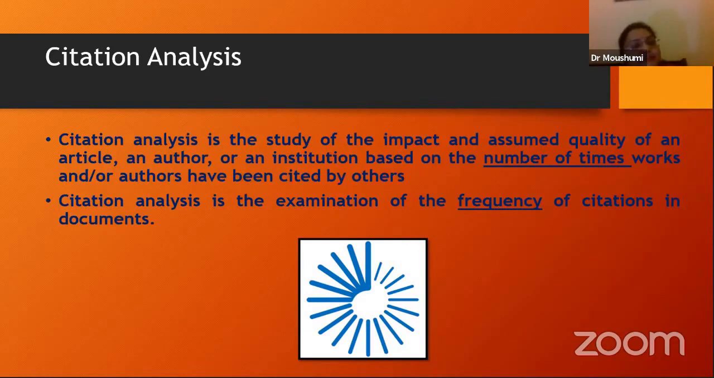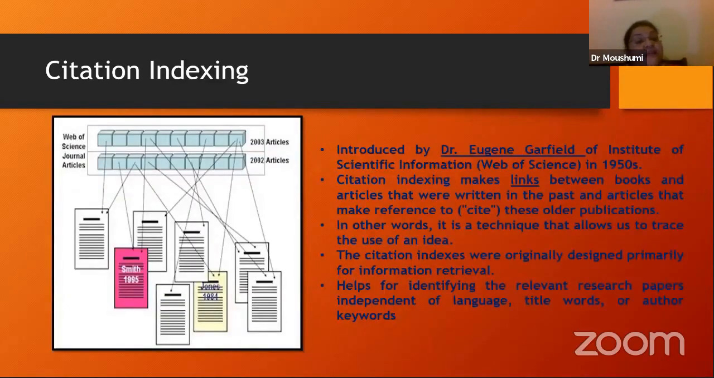So what is citation analysis? It is a study of the impact and assumed quantity of an article, the number of times the author has been cited by others. In short, we can say it examines the frequency of citing documents. So we know about the impact factor, and we know about citation analysis, which focuses on the number of times your article has been cited by others. Similarly, we have citation indexing.